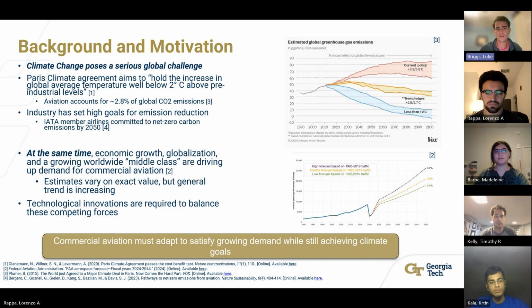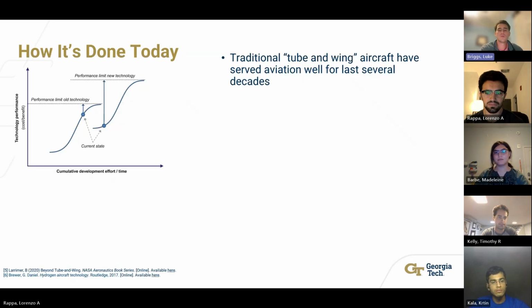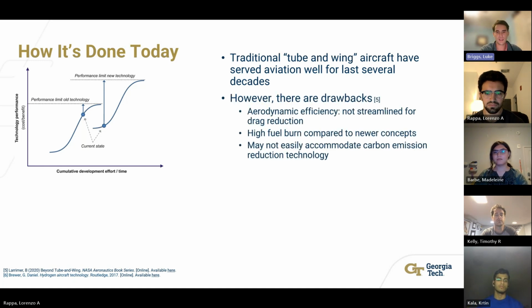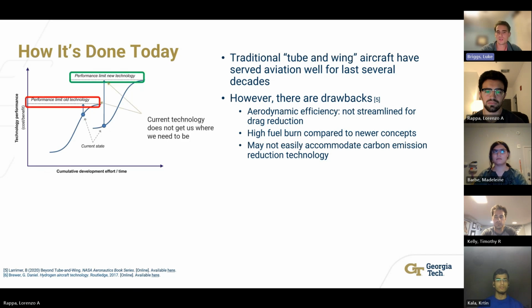And so what we've seen over time is that the traditional tube and wing aircraft have served aviation well for the last several decades. As I'm sure you know, Dr. Garcia, there really are a couple of different drawbacks. They're not as aerodynamically efficient as they could be. They have a high fuel burn rate, and they're not great at incorporating some of the new carbon emission reduction technologies. And so what we're really seeing is that we've reached the performance limit of this old technology, and we need to transition to something new.